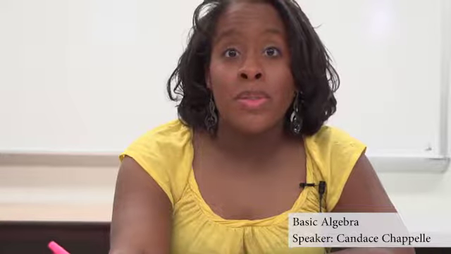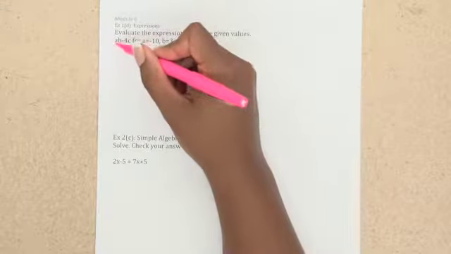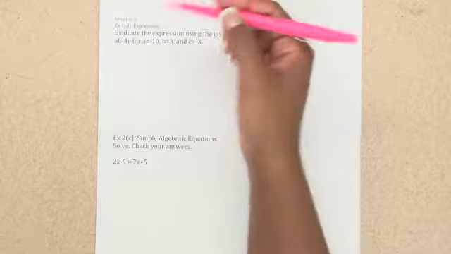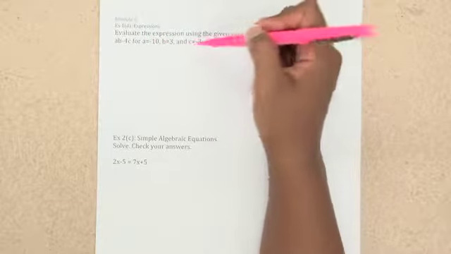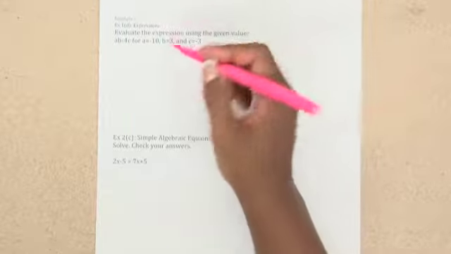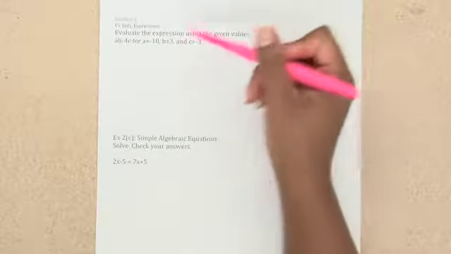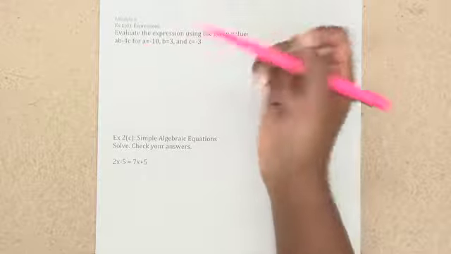Okay, now we're working with Module 6 expressions. So let's talk about evaluating an expression using the given values. Say someone gives us a times b minus 4c, and they give us that a is equal to negative 10, b is equal to 3, and c is equal to negative 3. Since these are all equal, we can just substitute the numbers in for the letters.